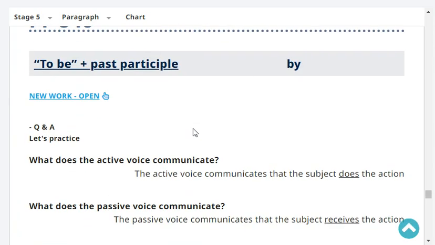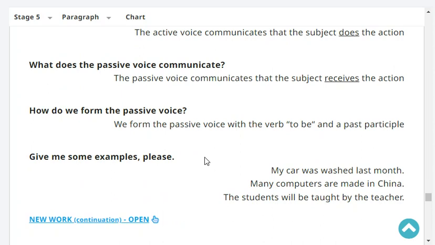Okay. Next, what does the active voice communicate? The active voice communicates that the subject does the action. Very good. What does the passive voice communicate? The passive voice communicates that the subject receives the action.